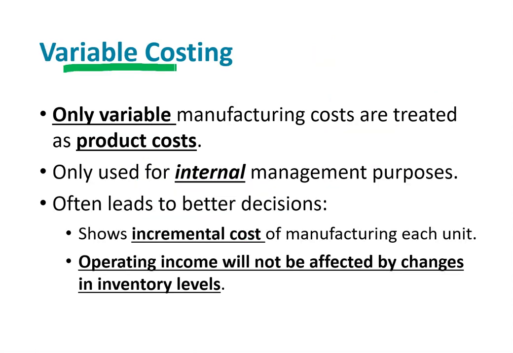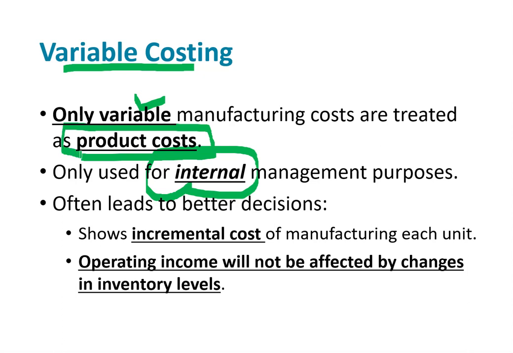However, variable costing is what you use internally by management. It gives you much more accurate information to determine what the cost of products are. And in this case, you only are going to look at the variable manufacturing costs being treated as product costs. And again, this is not GAAP. You can't use it for your financial statements or the IRS, but for internal management purposes, variable costing is preferred over absorption costing. And it leads to better decisions because it will show the incremental cost of manufacturing each unit, and the operating income will not be affected by changes in inventory levels.